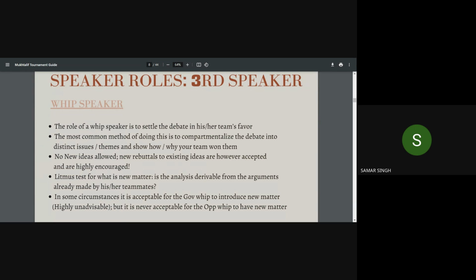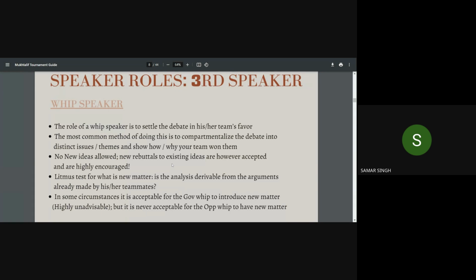The most common method of doing so is testing the issues: tell us how your solution solves those issues, and why your team wins against the other team, what the ideas presented were, and give any particular missing extension or reasoning that your previous speakers might have missed. But do not give any new arguments because you are not allowed to give new ideas. As you can read in the third point, no new ideas allowed.